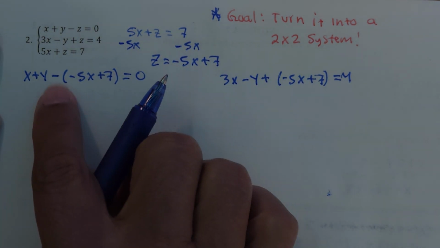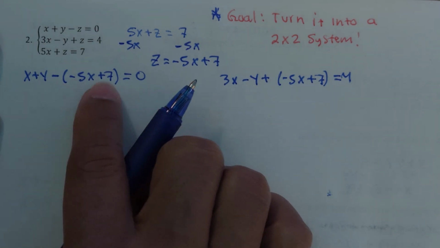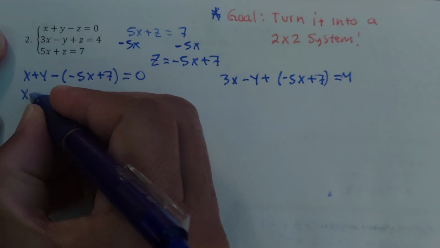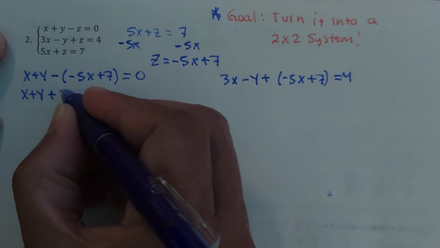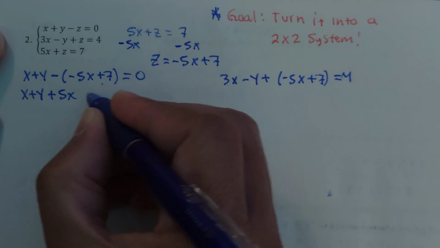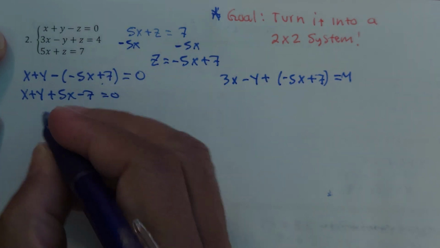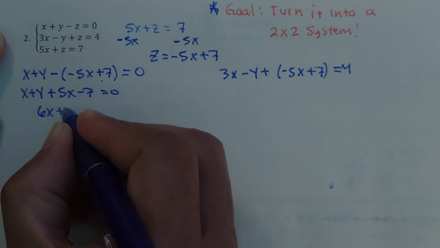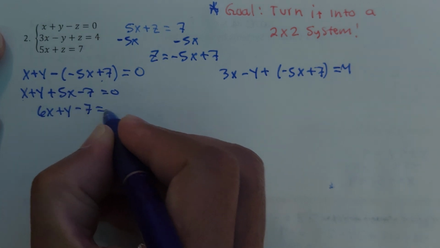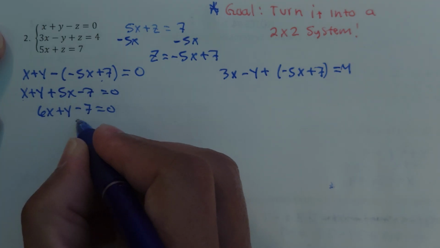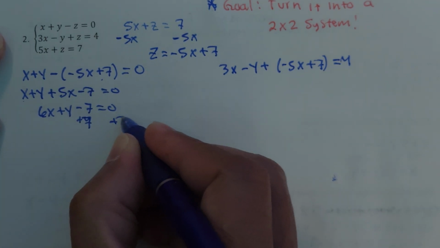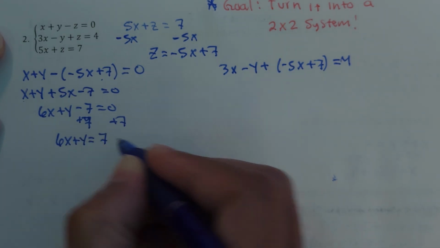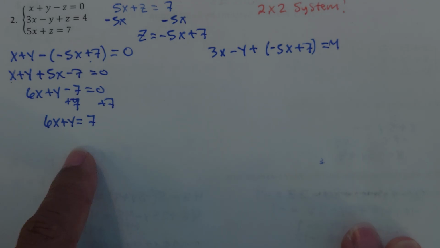So notice that this negative is going to change the sign of these two terms inside of the parentheses. So x plus y, this becomes plus 5x, and this negative 1 times 7, that's minus 7, that equals 0. Then simplify by combining x and 5x, so we have 6x plus y minus 7 equals 0. Then let's add the 7 to both sides of the equation. So then we have 6x plus y equals 7. Okay, so that's the first equation.